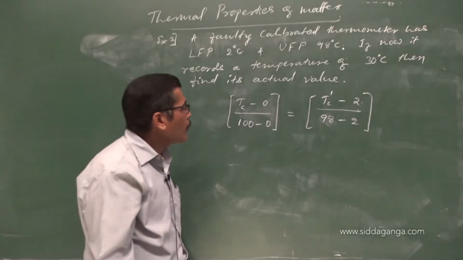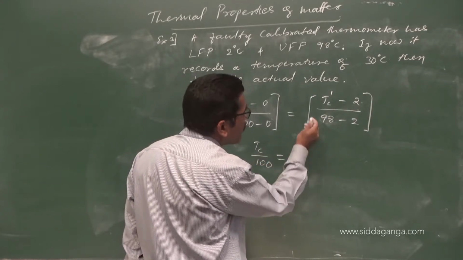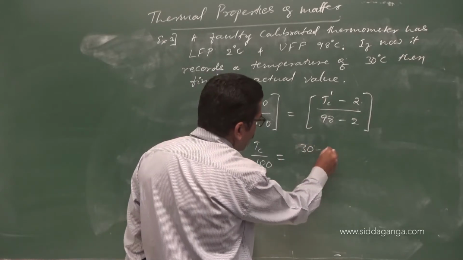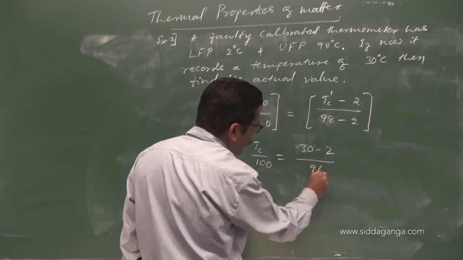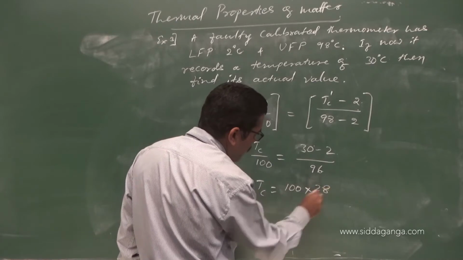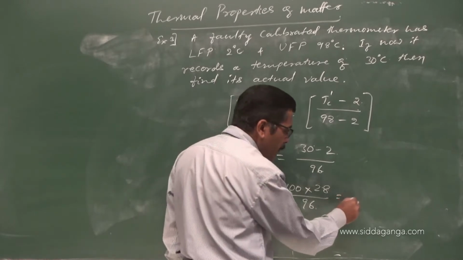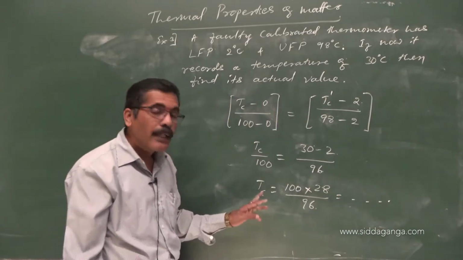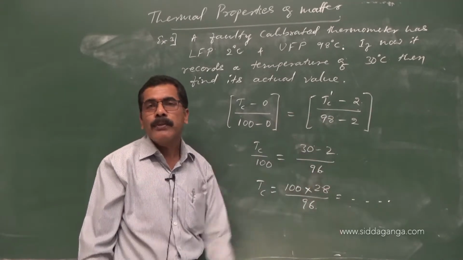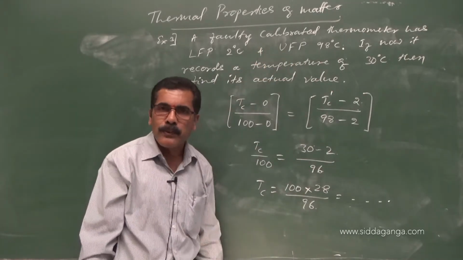Now you just simplify this. Tc by 100 is equal to Tc dash, which is recorded as 30 degrees Celsius, so 30 minus 2 divided by 96. Tc is equal to 100 into 28 divided by 96. When you simplify this, you get the actual temperature. In this way you can calculate the actual temperature. There used to be a problem related to faulty calibrated thermometers also.